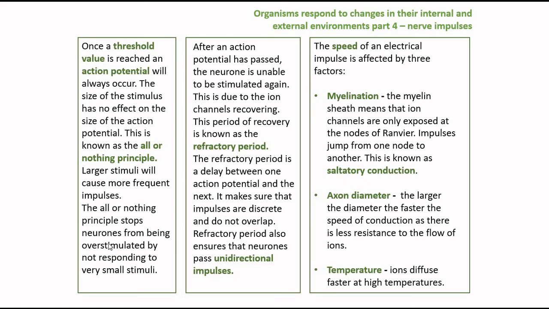Kind of what I was talking about last lesson, where if something very, very light lands on your skin, it will be detected, but it won't cause an impulse because there's not a big enough stimulus. Now, once that's passed, we've got this refractory period. This refractory period is a delay before you can do the next impulse. It also ensures another key point, that we have unidirectional impulses.